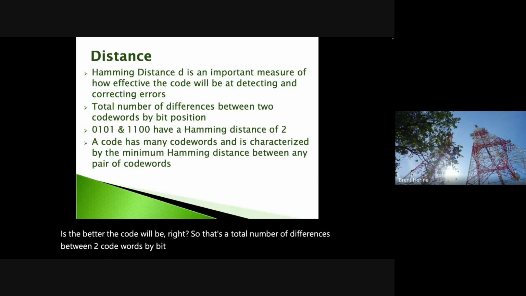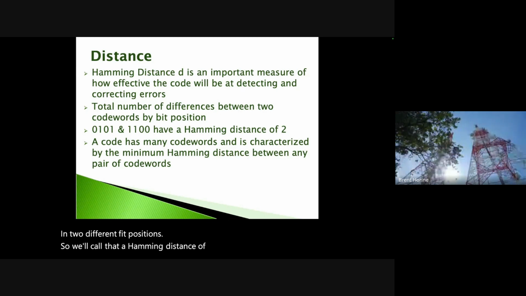So an example here: two code words, 4 digits long, 0101 and 1100. Let's compare this. That one's different, so we count it as 1. That one's the same, so we don't count that. That one's the same, but that one's different, so we count that. So how many did we count? We counted 2, so it differs in 2 bit positions. We'll call that a Hamming distance of 2.